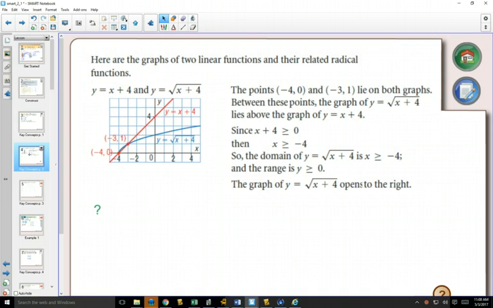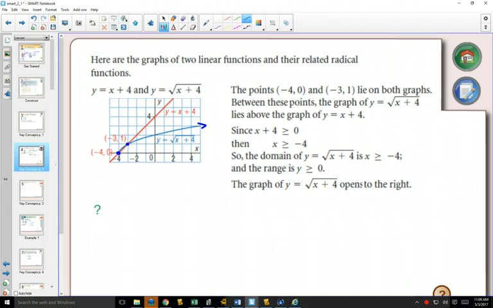Now, we've already learned how to do the square root of x plus 4. We learned this in transformations. We would just take that square root graph that we had before and shift it 4 to the left. And you would get this blue graph. Can you see that the blue graph here is just the shift 4 to the left?